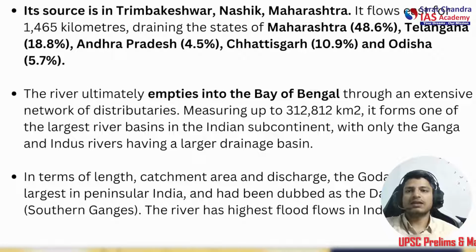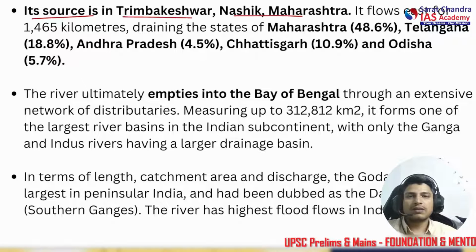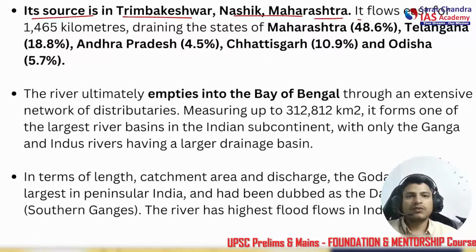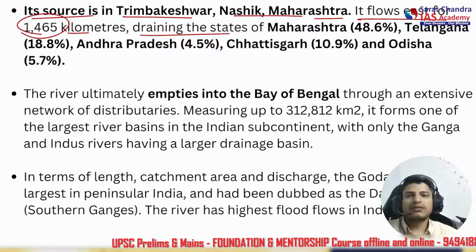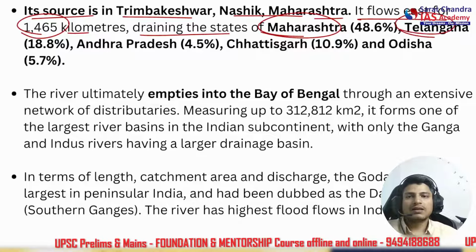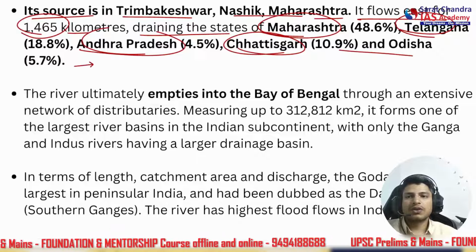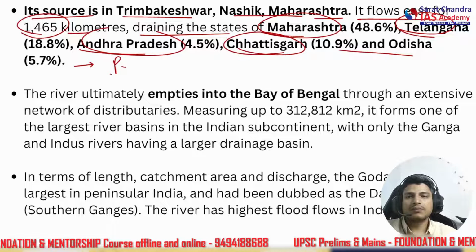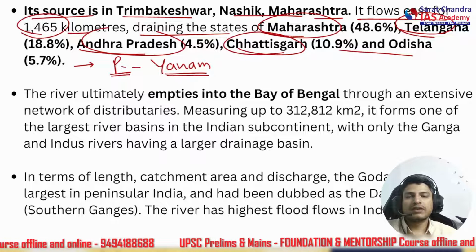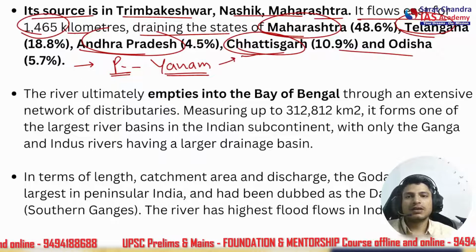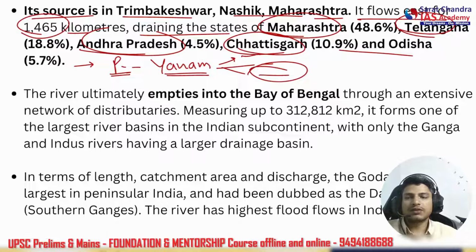So what we see here is, its source is in Trambakeshwar, Nashik, Maharashtra. It flows east for 1465 km. This we already know. Draining the states of Maharashtra, Telangana, Andhra Pradesh, Chhattisgarh and Odisha, and one union territory which is Puducherry, the Yanam portion. There are 3-4 portions of Puducherry: Mahe, Karaikal, then Yanam also. So this is in the Yanam portion of Andhra Pradesh.